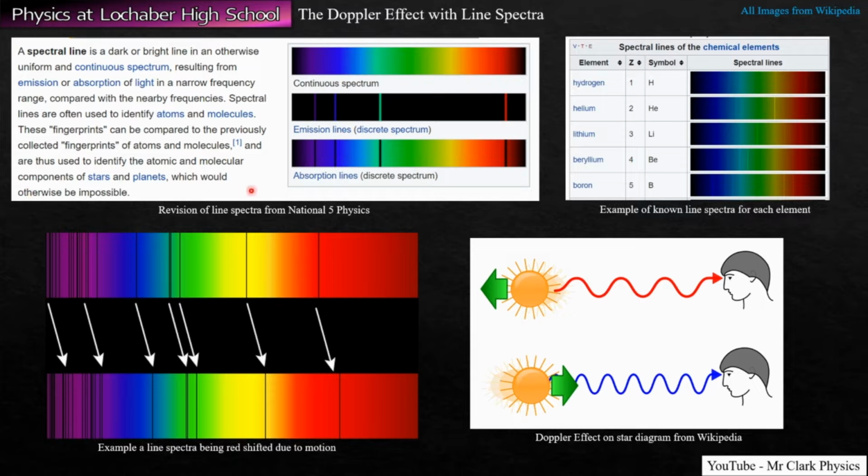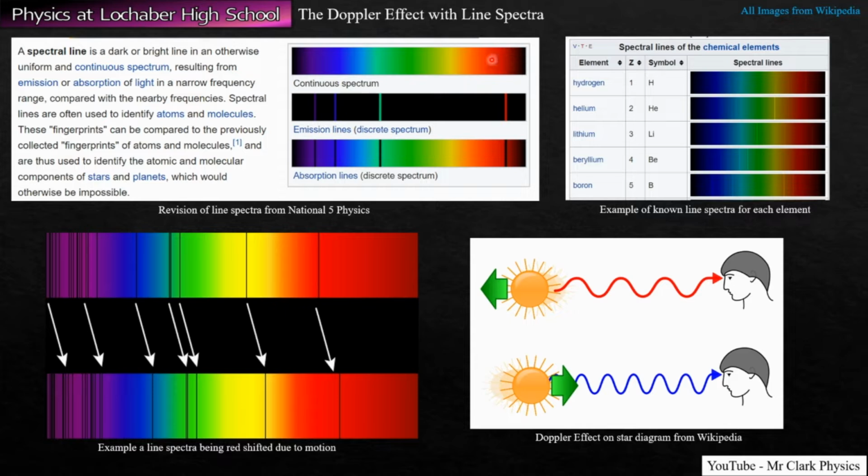So at National 5 we said any dense material that's heated up will emit a whole spectrum of light, and it will be continuous. In the case of a star, that spectrum often includes the visible spectrum, so you get every single colour of the rainbow being produced by your star.